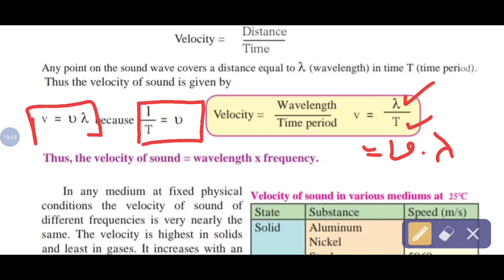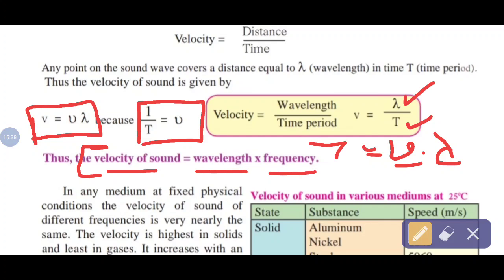Check that. So velocity of sound, there are two formulas: wavelength upon time period, that is lambda upon T, or 1 upon T means nu. So we substitute and we are getting one more formula. Velocity of sound is equal to nu means frequency multiplied by lambda means wavelength. That is given here. Check that. So velocity of sound is equal to wavelength, lambda, multiplied by nu, frequency. Clear all of you? All are getting? Yes. Next.